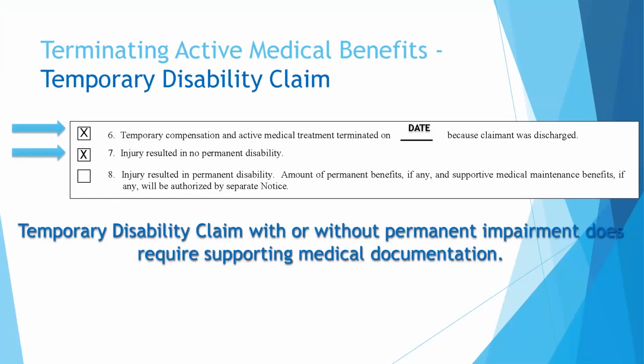Terminating active medical benefits on a temporary disability claim. Here again, you would mark Box 6 and include a termination date. You would also mark Box 7, indicating no permanent disability. And a temporary disability claim with or without permanent impairment does require supporting medical documentation be submitted with it.